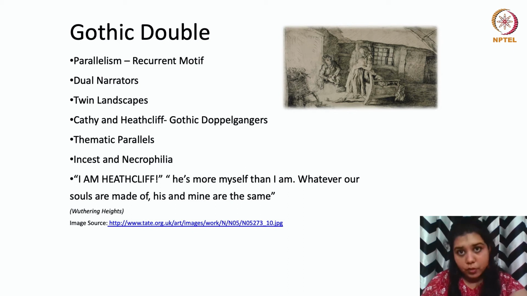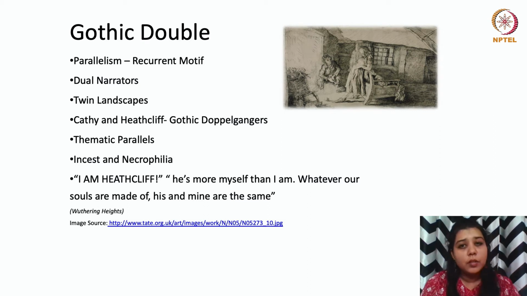The employment of dual narrators and twin landscapes are thematic parallels that can also be drawn between the character of Catherine Earnshaw and Catherine Linton. Critics have also suggested that there seemed to be an element of incest and necrophilia embedded deeply into the structures of this novel.